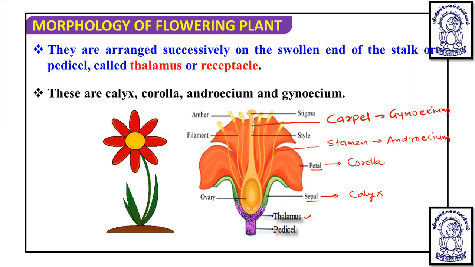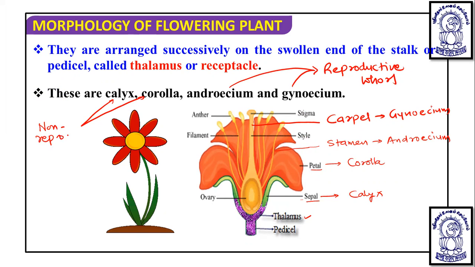Now, dear students, these two are the reproductive organs. This androecium and gynoecium, these two are the reproductive whorls, and this calyx and corolla are the non-reproductive or vegetative whorls. Okay, so this is the particular thing which is seen in the flower.